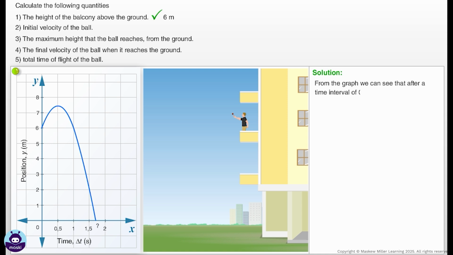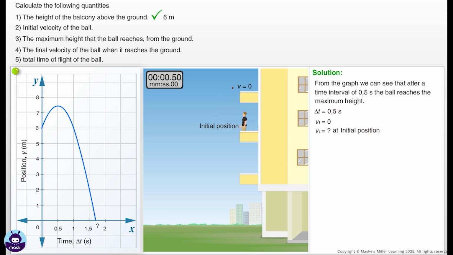From the graph, we can see that after a time interval of 0.5 seconds, the ball reaches the maximum height. We also know that the ball has 0 velocity at this position. We shall use this information to calculate the initial velocity of the ball. Consider the initial position to be the position when the boy throws the ball. We consider the final position to be when the ball has reached its maximum height above the ground.